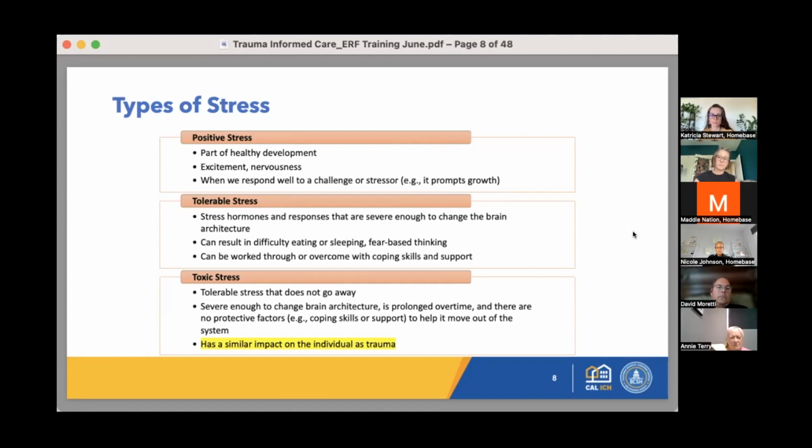And this toxic stress has a very similar impact on the individual as trauma. So we just want to highlight this because when we talk about trauma and trauma-informed care, it's not just about an event that happened to somebody. It can also be someone experienced really toxic stress for a while, and that has an impact on them in the same way that trauma does. So just something to keep in mind.